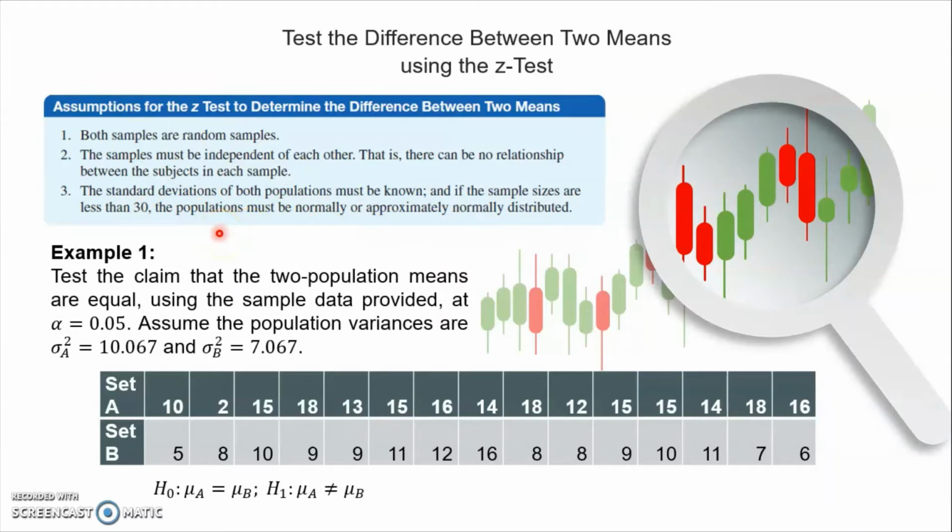Now, let us see example 1. Test the claim that the two population means are equal using the sample data provided based on this table at alpha equals to 0.05. Assume that the population variance are for A 10.067, for B 7.067. From this example, we can write the hypothesis like this. Then, by using this data, we can calculate the critical and test value as follows.